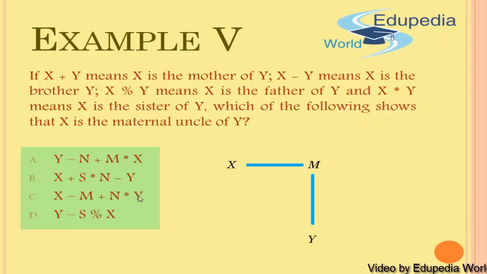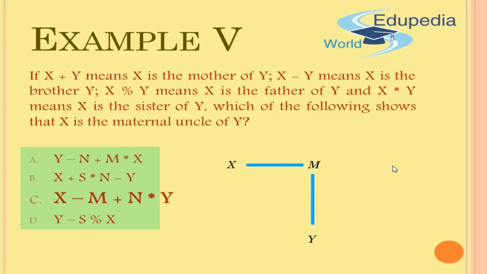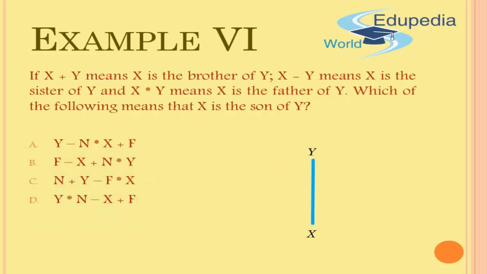N asterisk y means that n is the sister of y, but I don't know whether y is male or female. So y is the child of m, and since x is the brother of m, x is y's maternal uncle. I can't say the relationship of y with x. Y can either be the nephew of x or the niece of x, depending on the gender of y. But I can say for sure that no matter what, x is the maternal uncle of y. So option C is the correct answer choice: x minus m plus n asterisk y. In this fashion, friends, we have to evaluate equations. Let's see a couple more examples before we wind up.